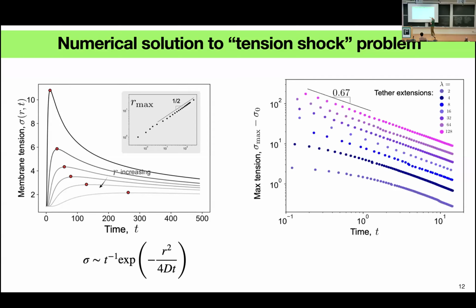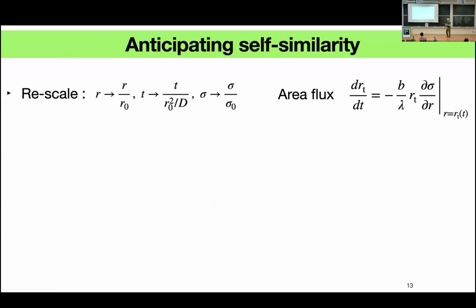The maximum tension, so these colors are for different extension factors. With increasing extension, the tension does not decay as 1 over t, but as some smaller power of t. But it definitely looks like a power law, and it seems to converge to around 2/3 for large extensions. So I think we have to abandon that it's just a simple diffusion problem and think of something a little more clever. Seeing a power law suggests maybe there's some underlying self-similarity in the tension relaxation.